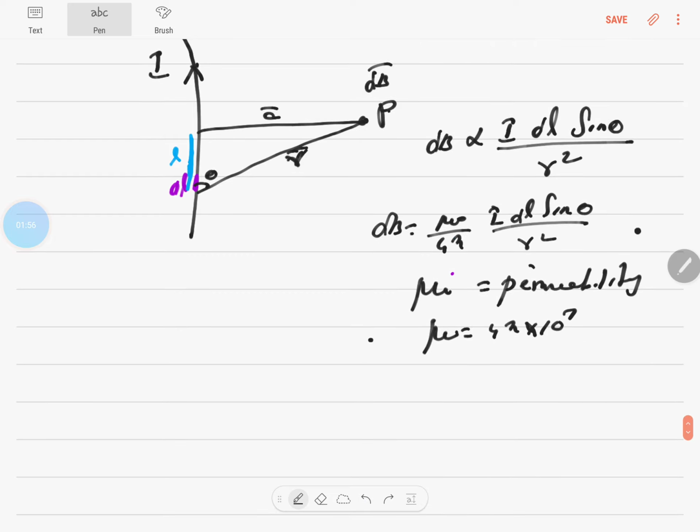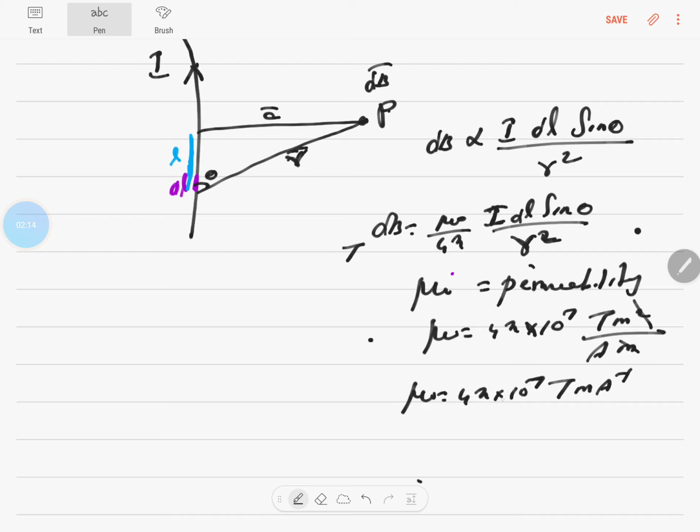Okay. So what will be the unit? Can you imagine, this is Tesla, magnetic field. This is meter square, the denominator. So Tesla meter square, and by ampere and meter, this and this get cancelled. So mu naught itself is 4 pi into 10 to the power minus 7 Tesla meter per ampere, and that will be the SI unit of mu naught.